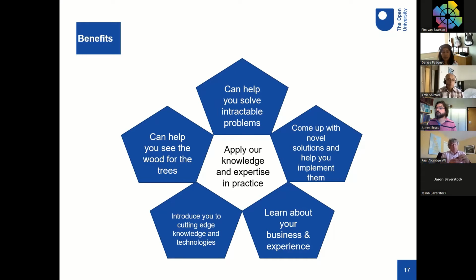One of the good things about this Act to Innovate project is it won't preclude companies from engaging in a follow-on KTP, and they can be used to scope a KTP project. They're a great way for academics to get to know and understand the business, and for the businesses to learn about the Open University, our knowledge and expertise. And working together, hopefully they can solve problems and challenges.